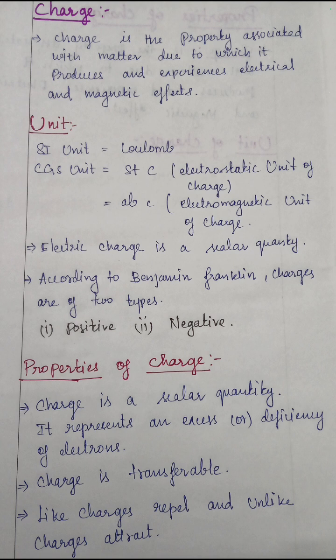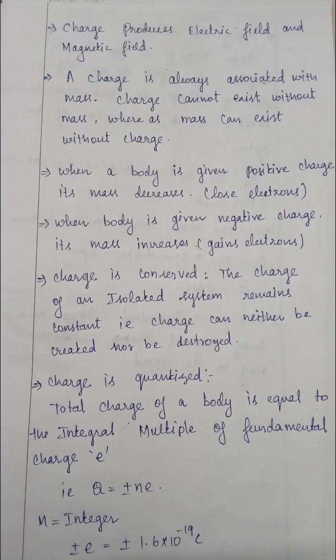And charge is transferable. We already studied in the glass rod experiment that when we rub the glass rod on the silk cloth, electrons are transferred from the glass rod to the silk cloth. So charge is transferable. The next property is that like charges repel and unlike charges attract. And charge produces electric and magnetic fields. When the charge is at rest, it produces an electric field around it. When the charge is in motion, it produces both electric and magnetic fields. This we study in the 4th chapter.